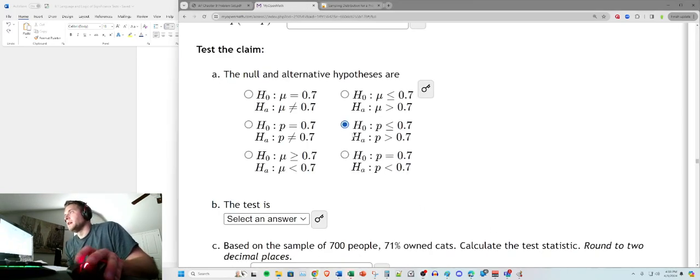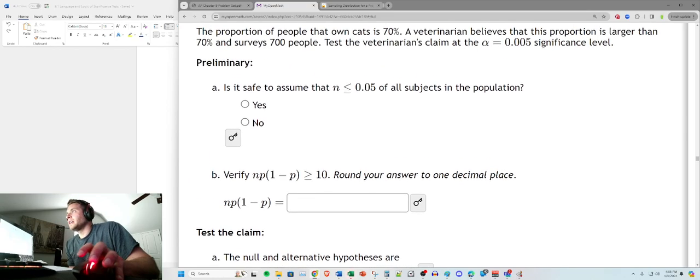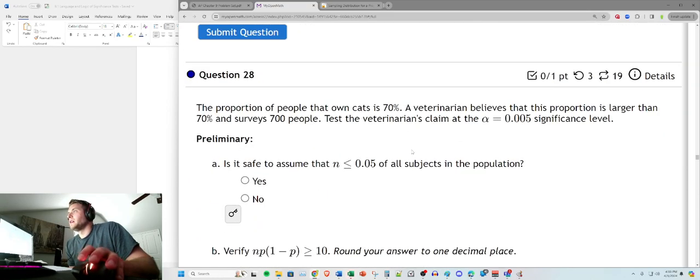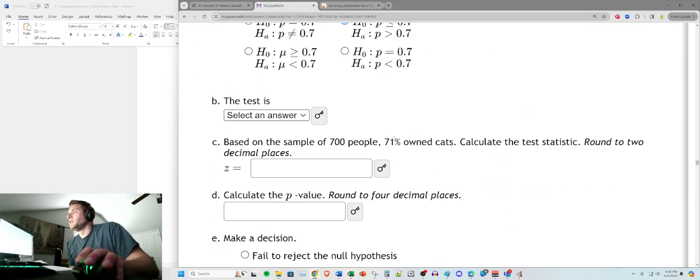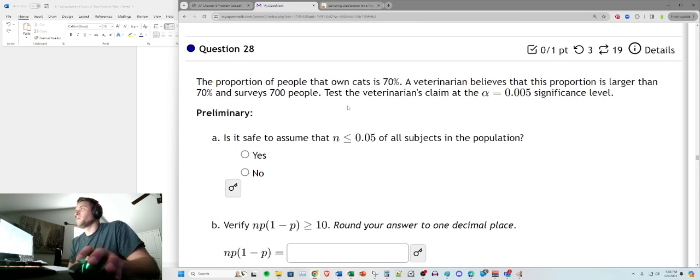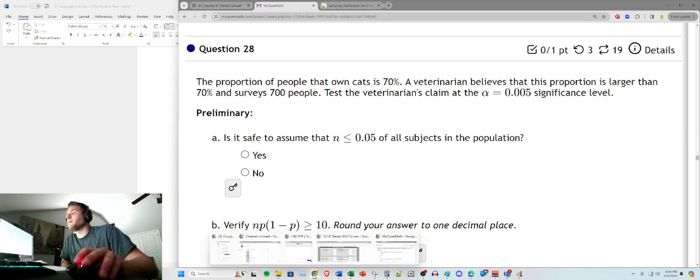Okay, so we're back. P is the proportion of people who own cats. We're not writing that down or anything, but that is what it would be.